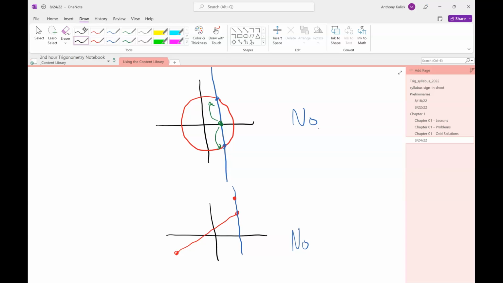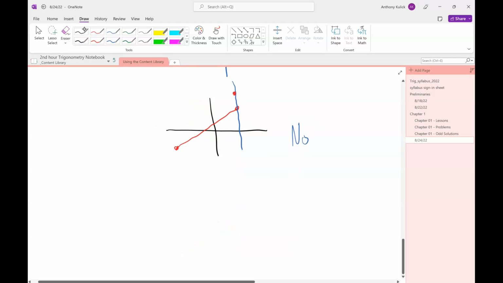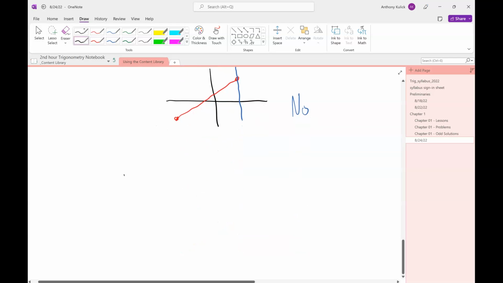Okay. And then the third, probably most common way we've represented functions is with an equation. So let's look at some examples of that. Okay? So let's say we have the equation y equals x squared. Does that represent a function?